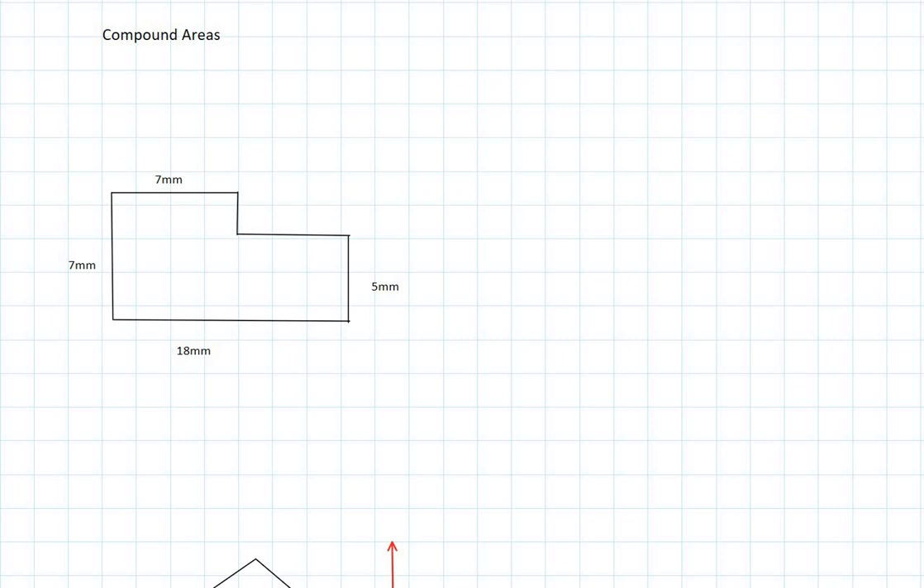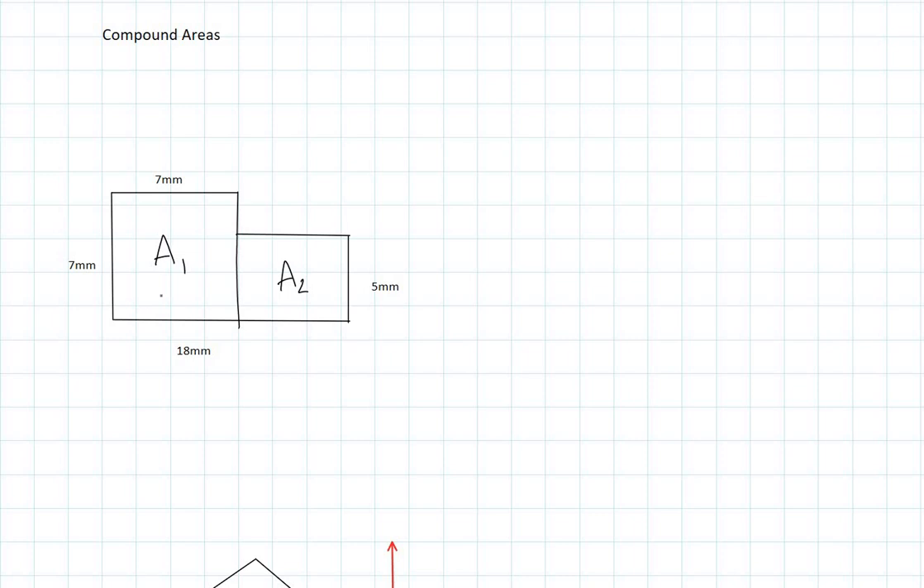We're going to look now at how to calculate compound areas. So compound areas are just the area of two shapes stuck together. For example here, we've got two rectangles stuck together. I'm going to call them area 1 and area 2. All we need to do is work out the area of one, the area of the other, and add them together.